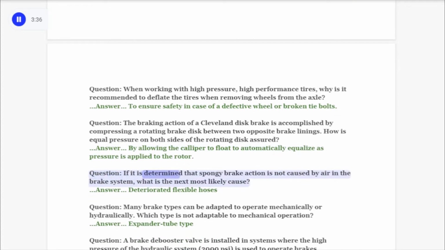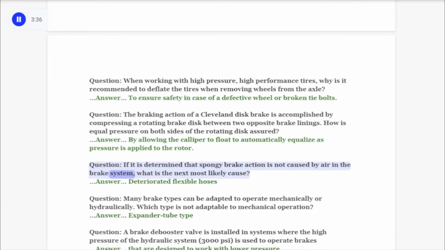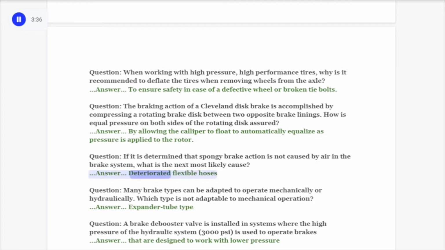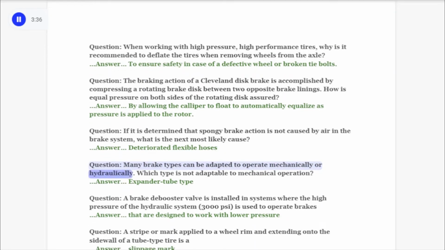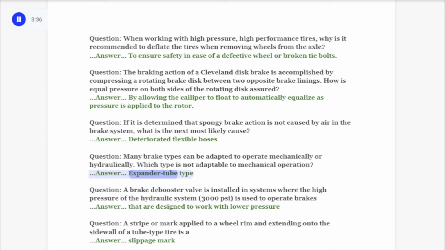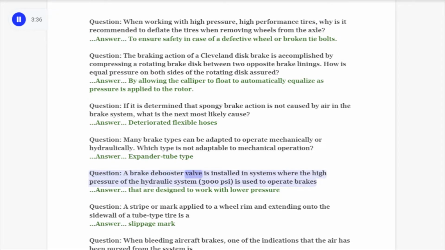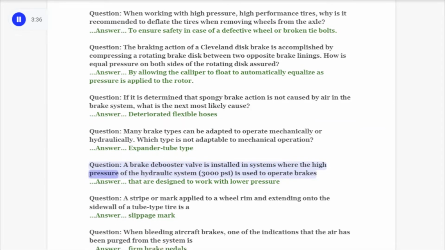Question: if it is determined that spongy brake action is not caused by air in the brake system, what is the next most likely cause? Answer: deteriorated flexible hoses. Question: many brake types can be adapted to operate mechanically or hydraulically. Which type is not adaptable to mechanical operation? Answer: expander tube type.